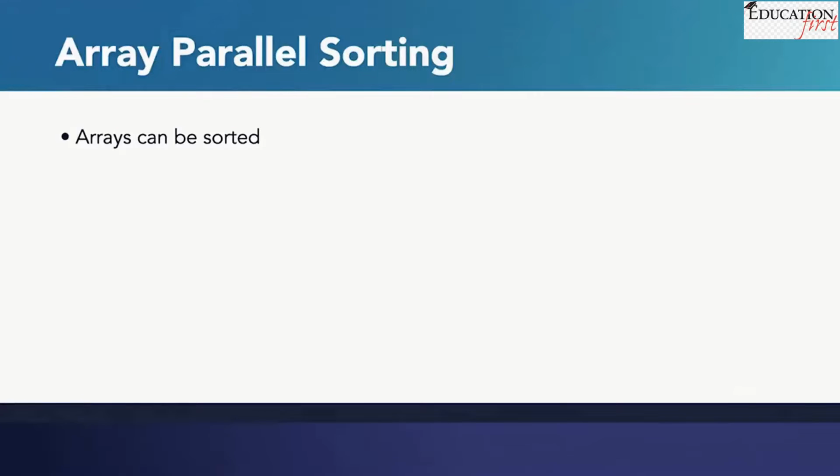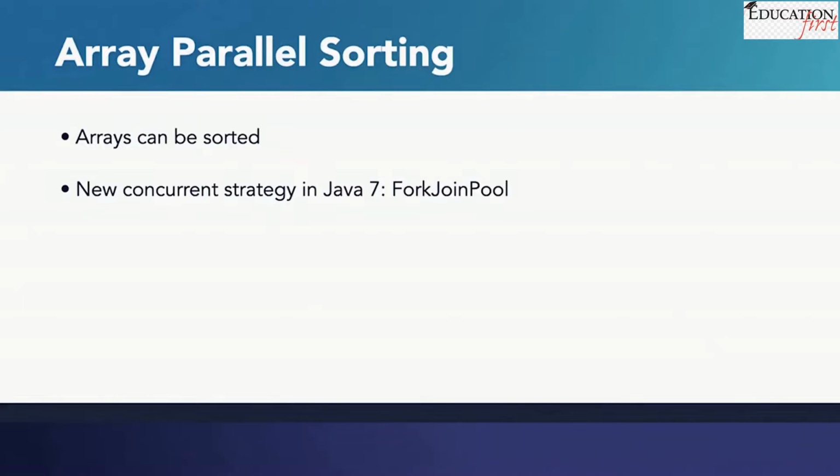Arrays can be sorted. Before Java 8, we could do this sequentially using Arrays.sort. In Java 7, the fork join pool was introduced, and this gave a whole range of new options, amongst which working with streams in parallel, as we have seen already, but also using a parallel sort option for arrays. It's a similar way of using it. Instead of using Arrays.sort, we now have to say Arrays.parallelSort.